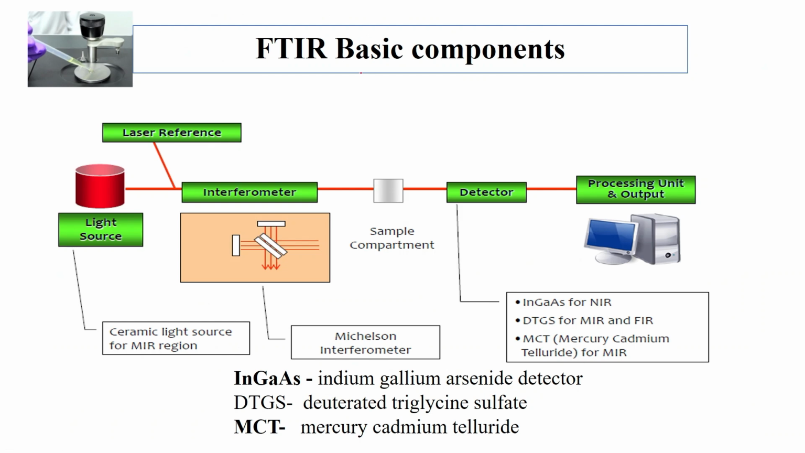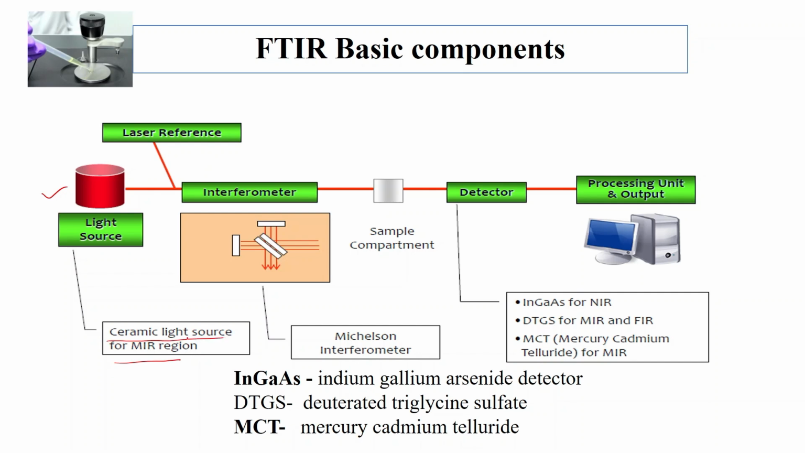Okay, now if you look at the major components of the FTIR, the basic components, we have a light source. There are different types of light sources. We have already seen, for example, ceramic: if nichrome wire is wrapped around the ceramic core and electric current is applied, then we will have the IR radiation.